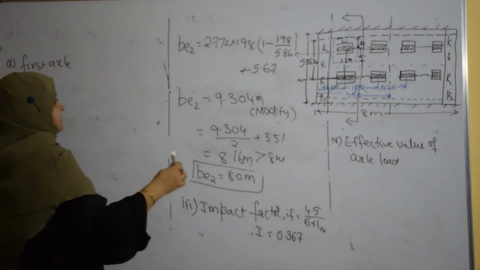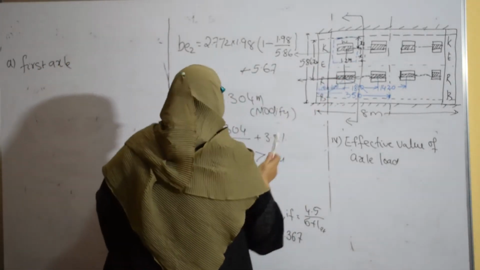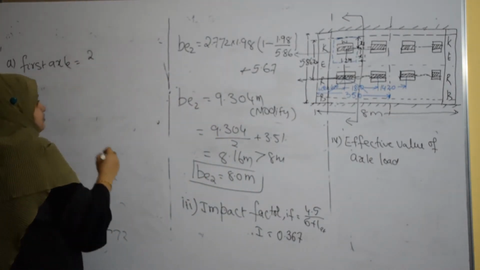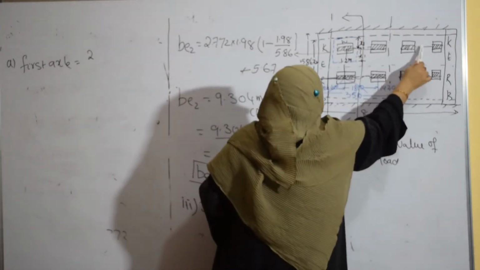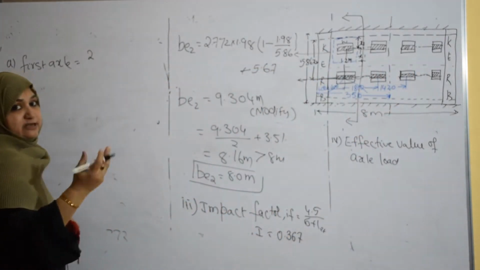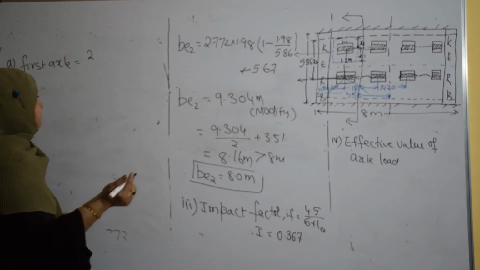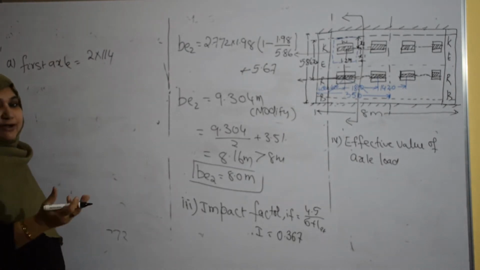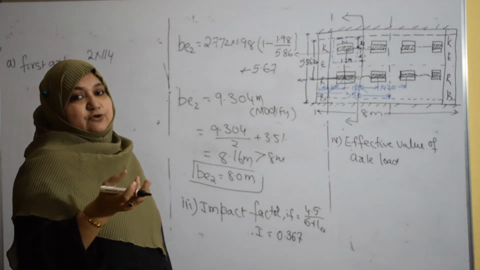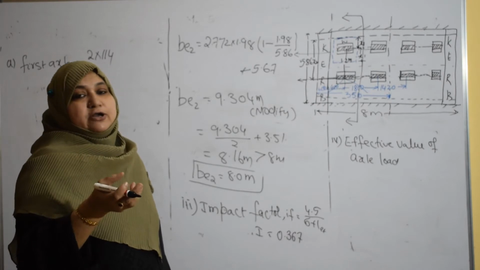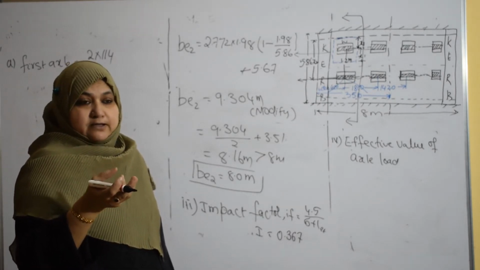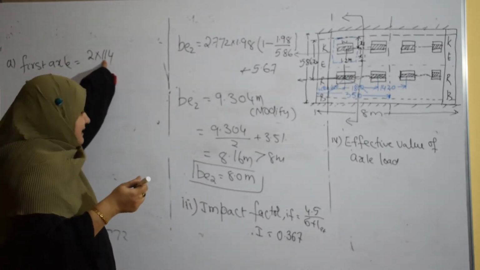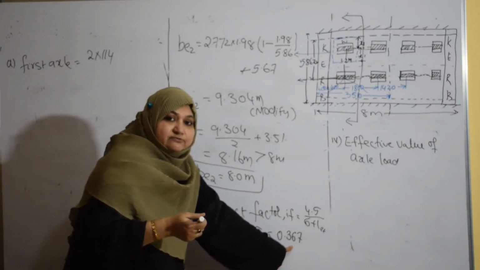If I consider this as first axial and this as second axial, the first axial load is, there are two wheels here, so 2. If it's a 3-way road, 3; if it's a 4-way road, 4. So 2 into axial load, which is 114 kilonewton. We are finding the shear force due to wheel load as well as due to impact load. So this is wheel load, and impact load is 0.367 times the wheel load.